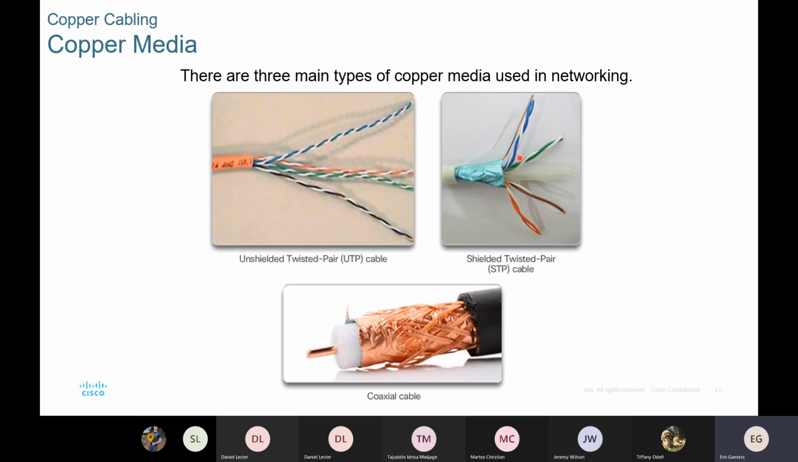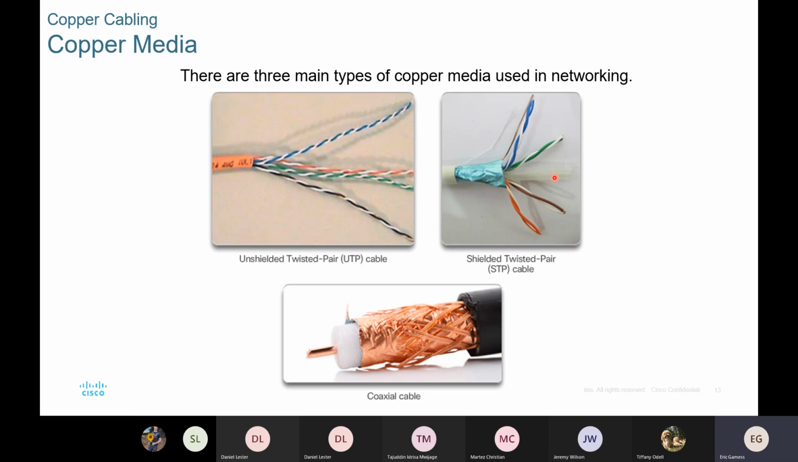So as you can see, we still have 4 pairs. The pairs are twisted, but look at what we have around the pairs. We have a foiled shield. So this foiled shield is to protect the cable, the pairs that are inside, against the electromagnetic interference and radio frequency interference. And look at this STP cable. Also in the middle, it has something in plastic. If you look in front, you will see that it's a star with 4 arms.